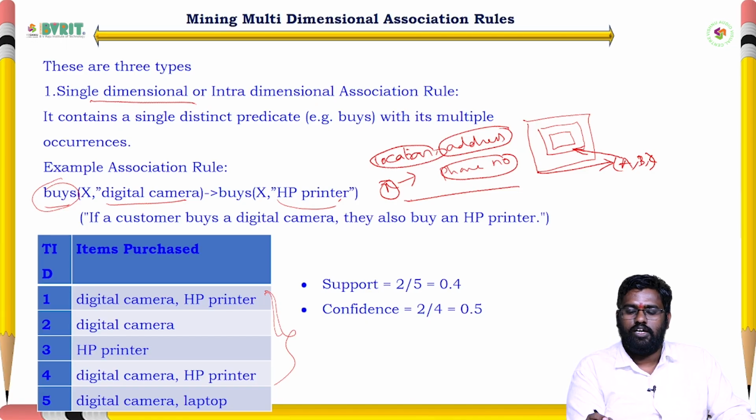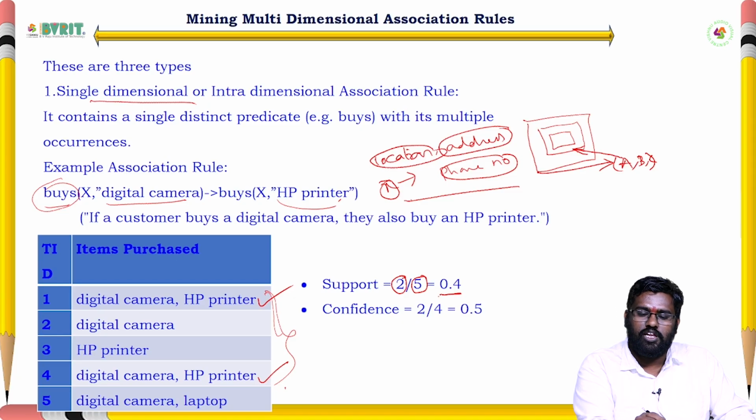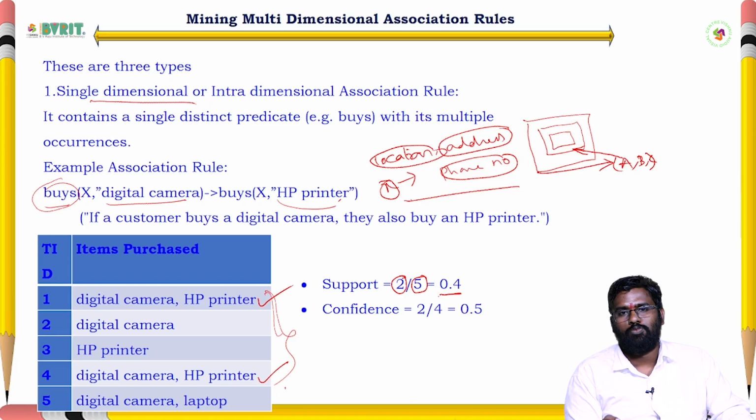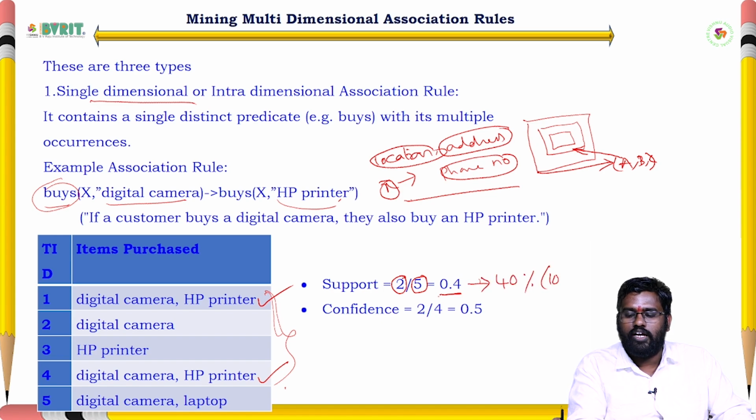Support means the persons who purchase both the digital camera and HP printer. We have the digital camera and HP printer in the first row and in the second row, so in total we have 2 rows with both, and in total we have 5 sets of items, so the total count is 5. That means at the time of purchasing the digital camera, the chance that they also purchase the HP printer is only 40 out of 100. That is the support.